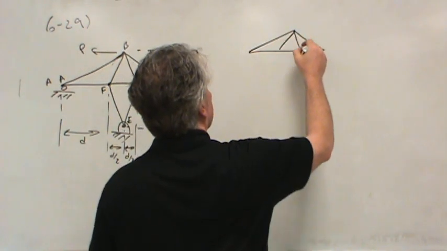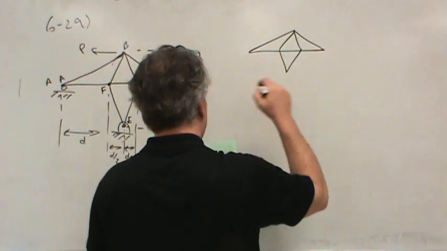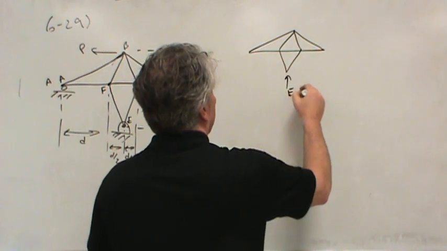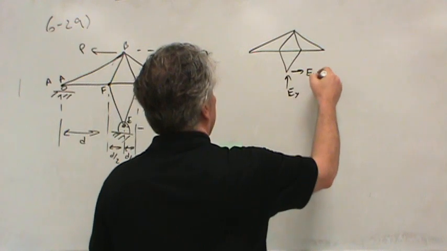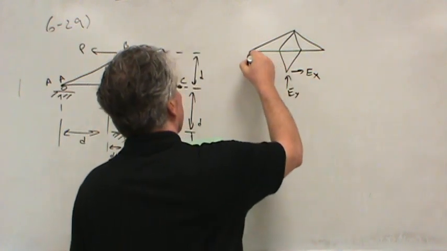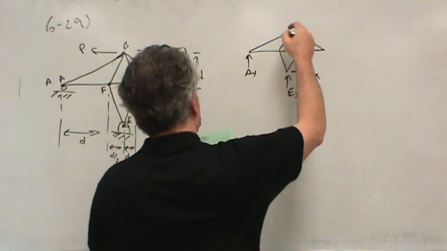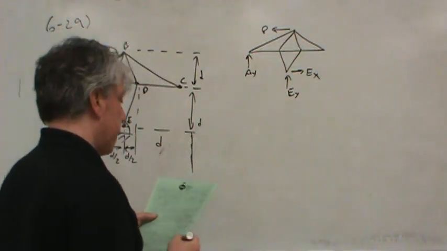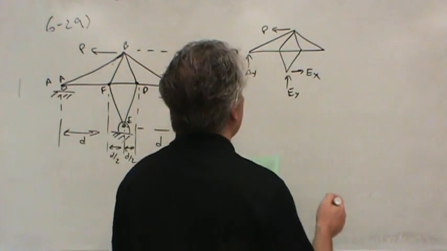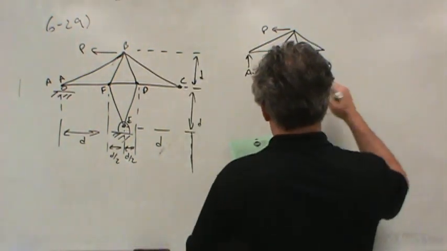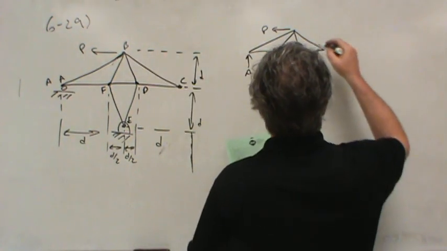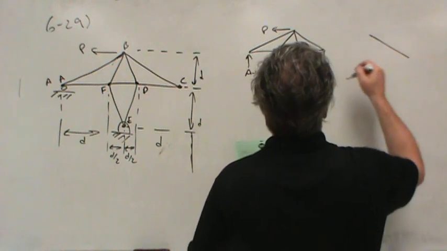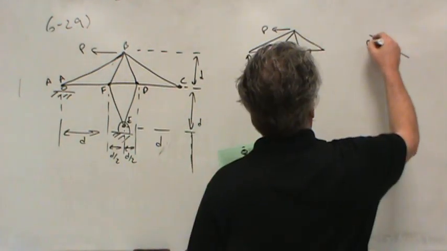Let's make another sketch of the entire body. EY, EX are applied at point E. Reaction AY at point A, and then force P applied to the left at the top. Now, to deal with the geometry, what I decided to do was to draw point, let's see, what would this be, BC.